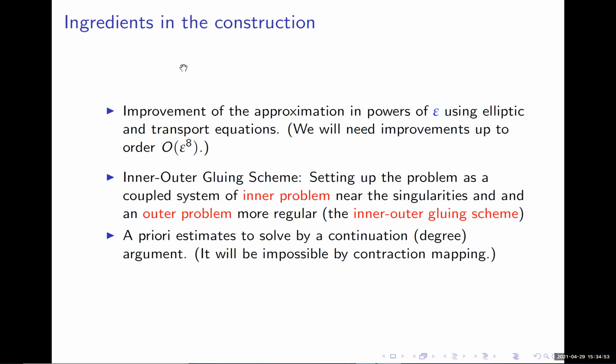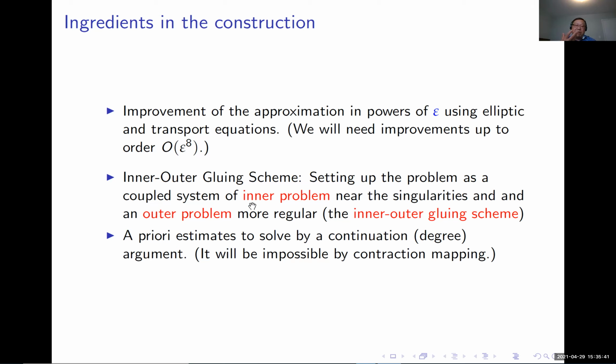So what are the main ingredients in the construction? First, we need to improve the approximation in powers of epsilon using the elliptic and transport equations. And in fact, we need to improve up to epsilon to the eighth order, which you will never see in singular perturbation theory, okay? But this is what it is. And the main technical part is the inner-outer gluing. So we set up the problem as a coupled system of an inner problem near the vortex and the outer problem, which is a little bit easier, okay? So this is the inner-outer gluing.